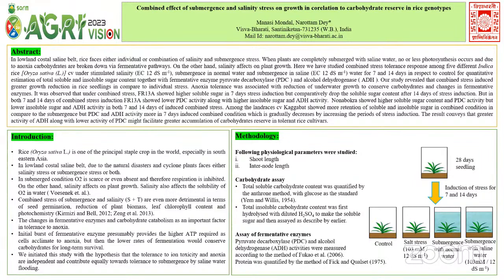After the stress, I studied physiological parameters like shoot length and internode length. For the biochemical assays, I studied soluble and insoluble sugar with the standard protocol of Yemm and Willis, and fermentative enzymes. Pyruvate decarboxylase and alcohol dehydrogenase were measured according to the method of Fukao et al. And the quantity of protein was estimated by the method of Hicks and Quiffet.